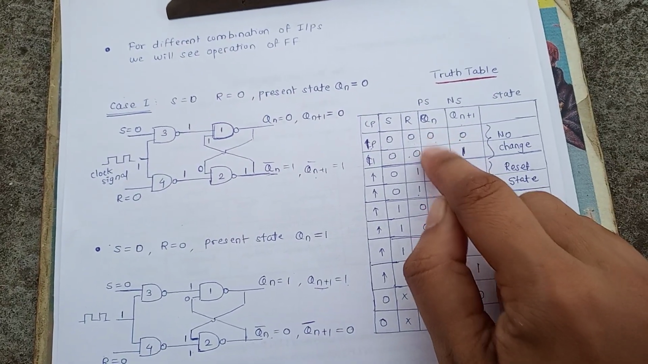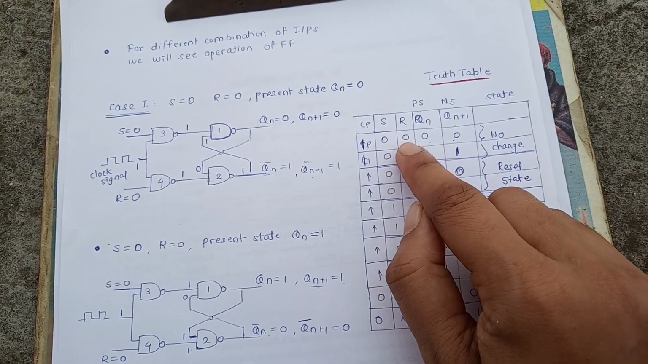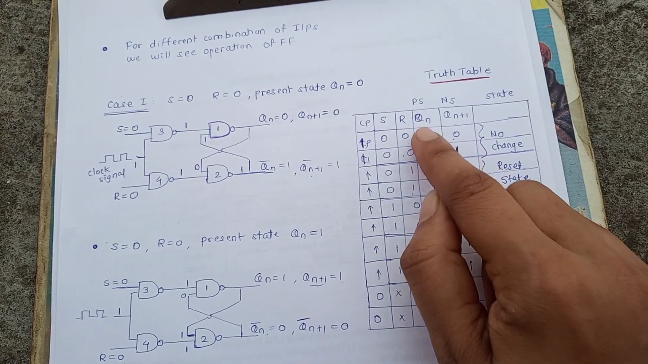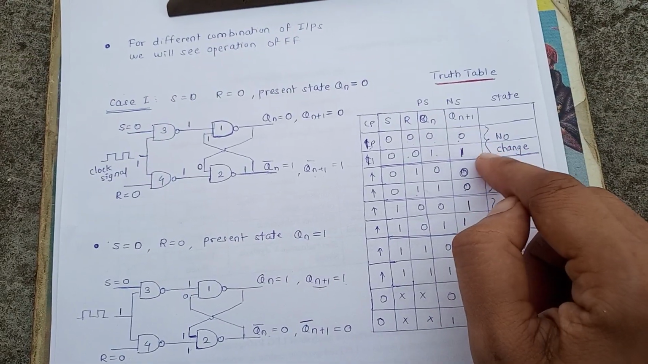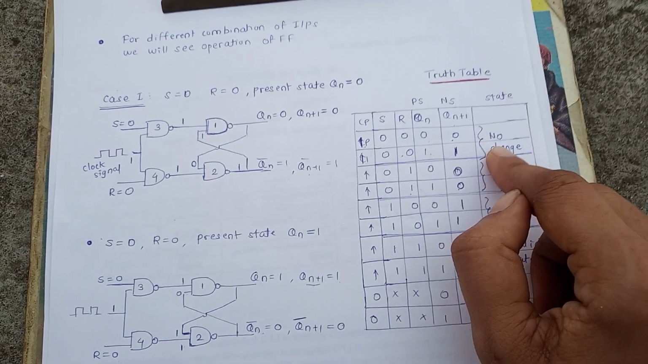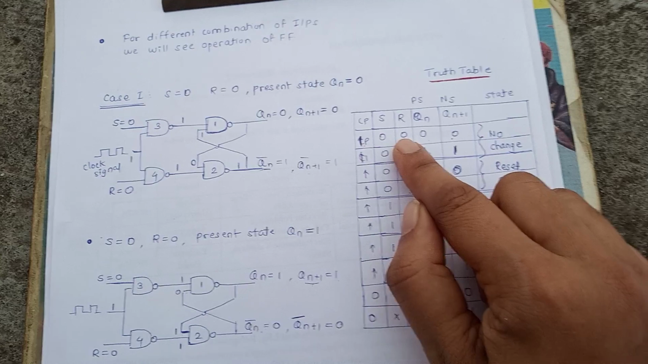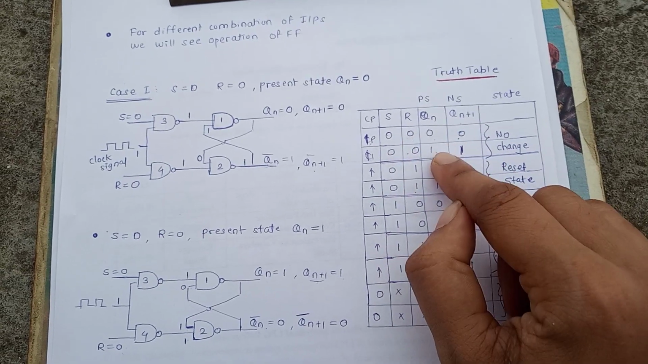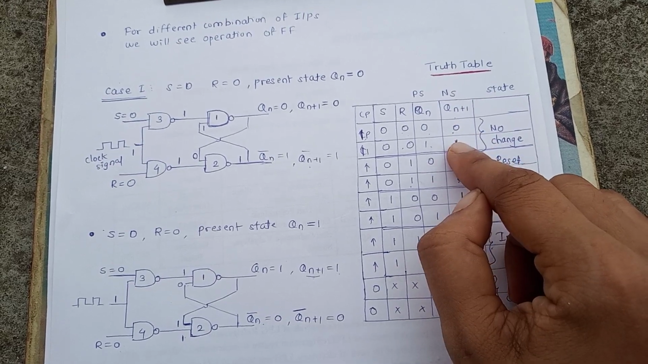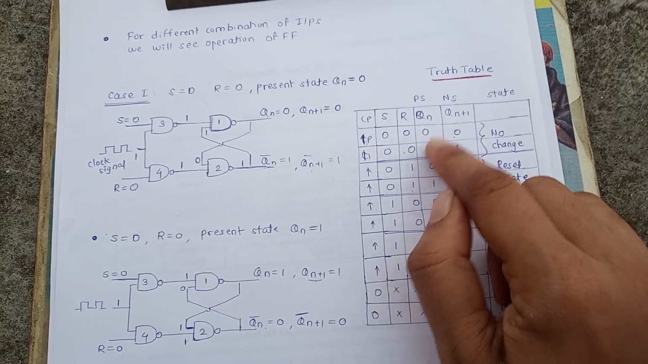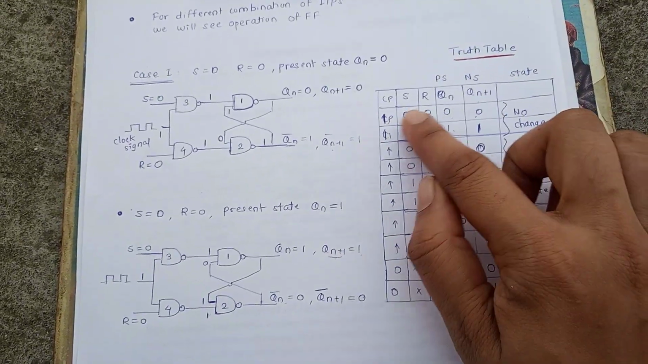So from these two cases, for S equal to 0, R equal to 0, next state is same as present state, means there is no change. So that state is called a no change state. Means for this case, when S equal to 0 and R equal to 0, flip-flop acts as a memory element, because next state is same as present state. So this can act as a memory. For this case, flip-flop acts as a memory.